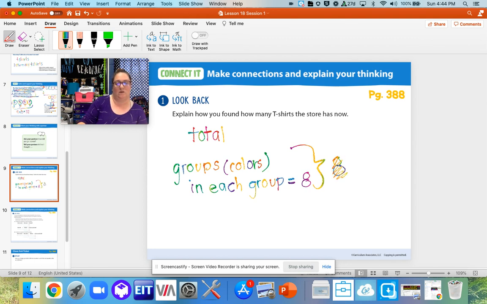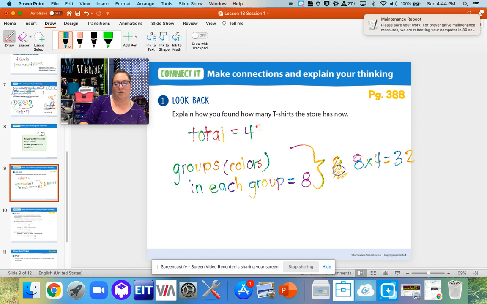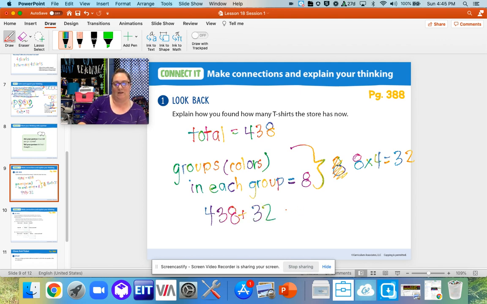Excuse me, not 8 shirts. Well, we could say 8 times 4 equals 32. So then we know the total of 438 at the end of the day, plus the total that we just got in the shipment or the delivery, would have been 470. So now we have 470 shirts.